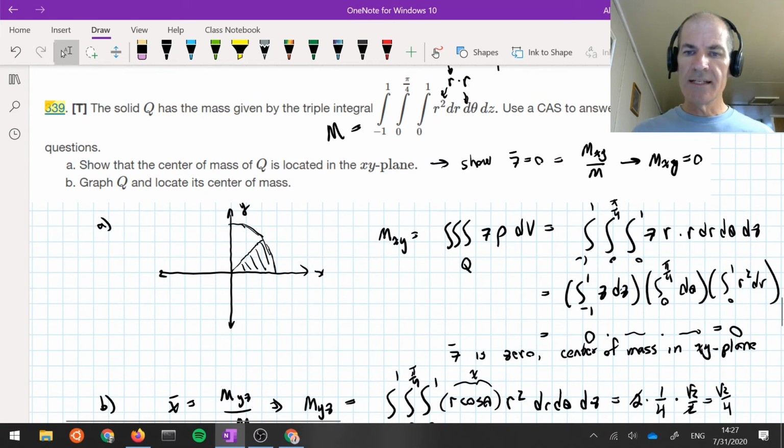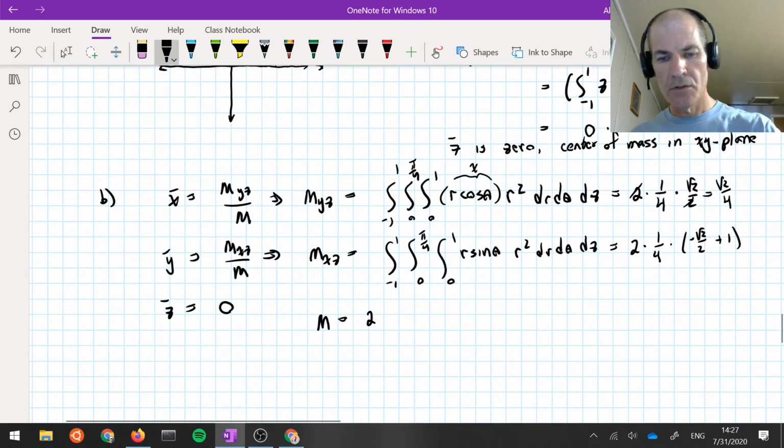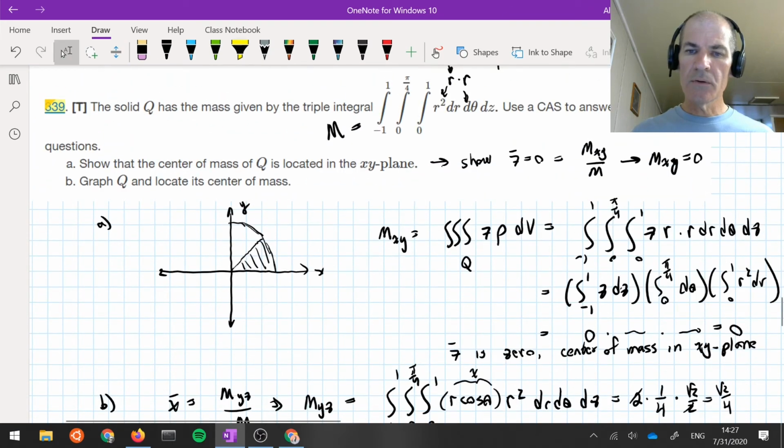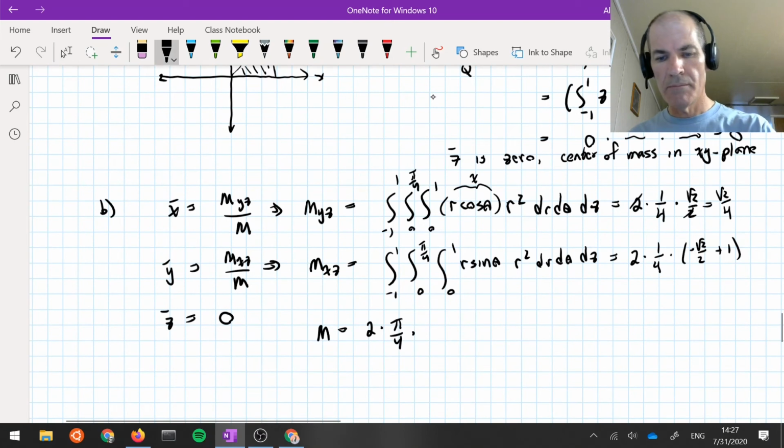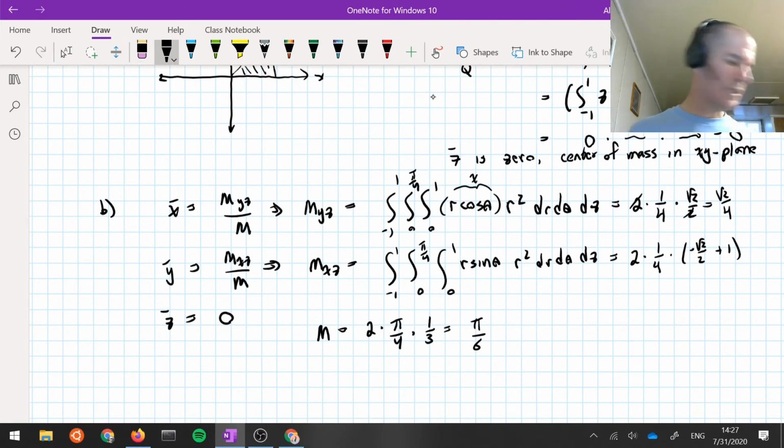And then finally, let's do m, and we'll look up here for m. Let's see, dz is going to give me a 2. D theta is going to give me a pi over 4. So 2 pi over 4. And finally, the r integral, integrating r squared from 0 to 1 is going to give me 1/3. And that all nets out to, it looks like a pi over 6. Check my notes, that looks good.